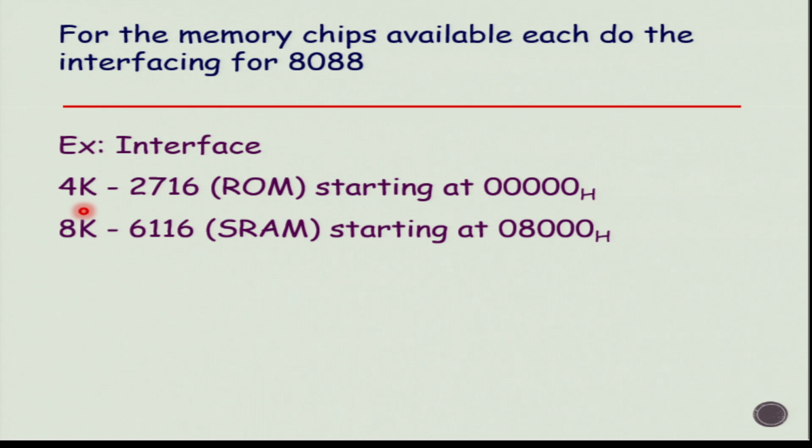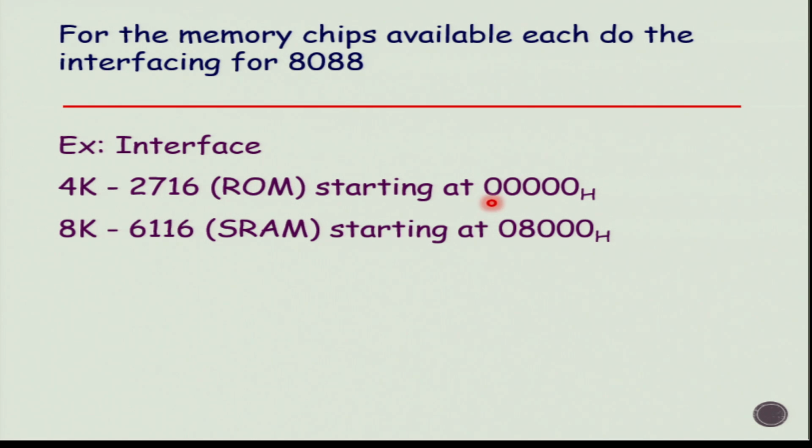Now in this particular system we require 4K of ROM and 8K of RAM. For the 4K of ROM, the chips that are going to be available are 2716, and the RAM chips available are going to be 6116. One more thing that is given here is that ROM has to be connected from address 000, whereas the RAM interfacing is going to be from address 0800. So it is not necessary that these are continuous.